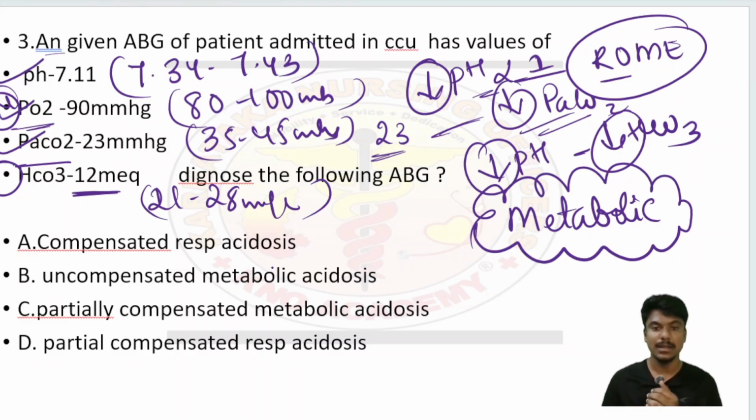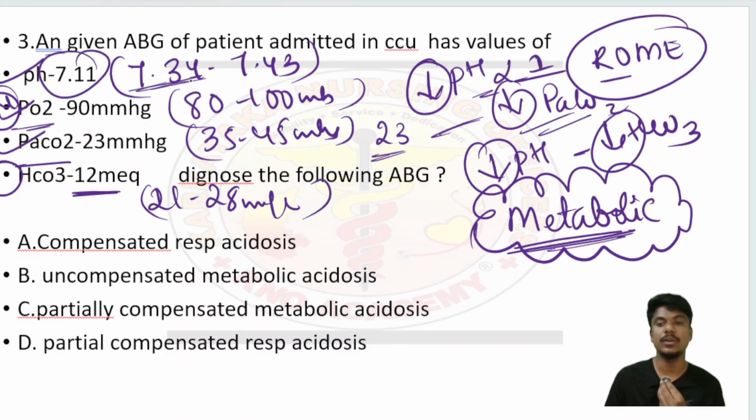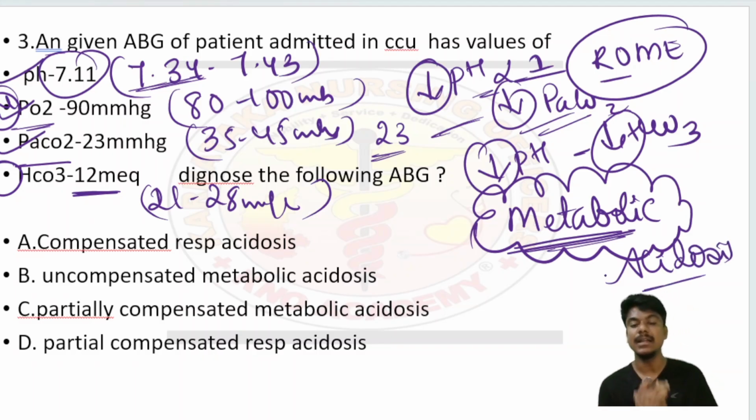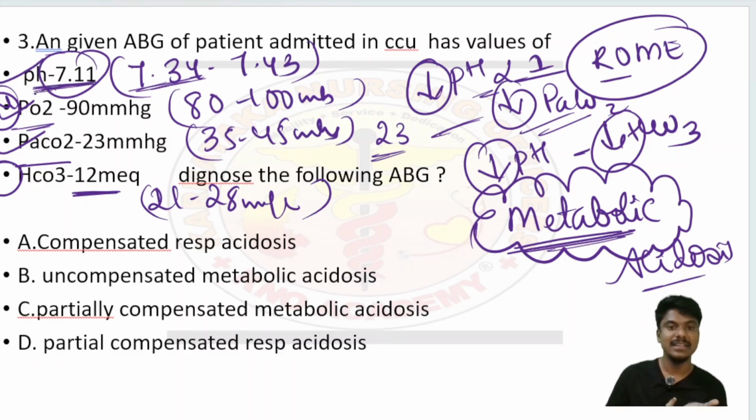Now we'll see the options. First I'll clear the concept, then you can see the options. I told you this one is a metabolic disorder. If you see clearly, the pH is less than 7.34, which we call acidosis. We can give the primary disorder name: metabolic acidosis. The given ABG has metabolic acidosis. Now we'll see whether it is compensated, not compensated, or partially compensated. pH is not corrected, so we can say it is not fully compensated.